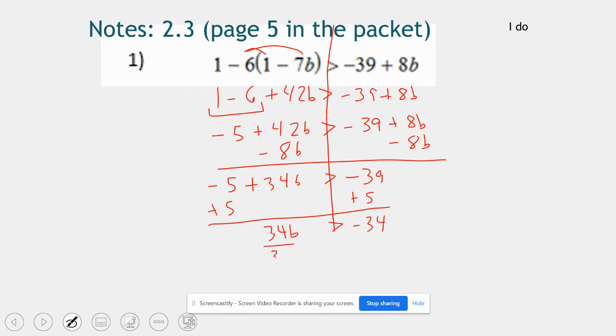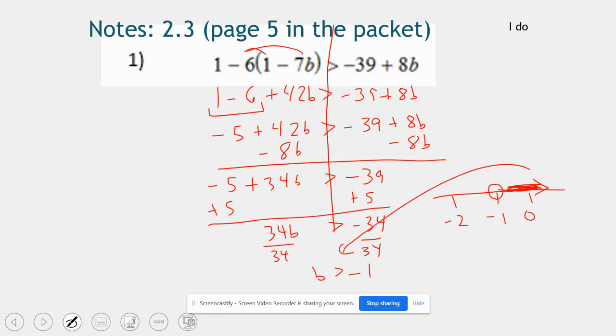So to solve, I'm dividing by 34. Now, I'm going to get a negative number, but I did not divide by a negative, I just got a negative. So I don't switch the inequality sign. So I put my number on my number line. I always put one number to the right and one to the left to make sure I know where I'm at. Open circle around the 1, arrow going to the right, same direction as the arrow right there.